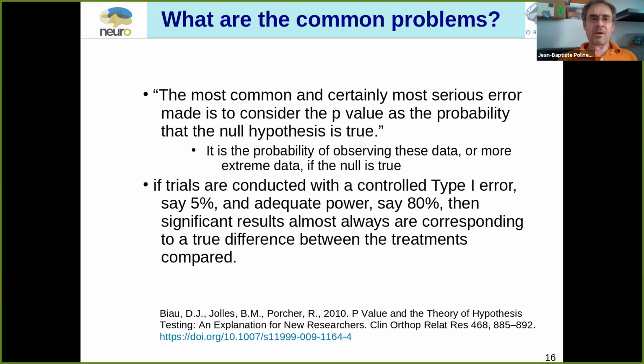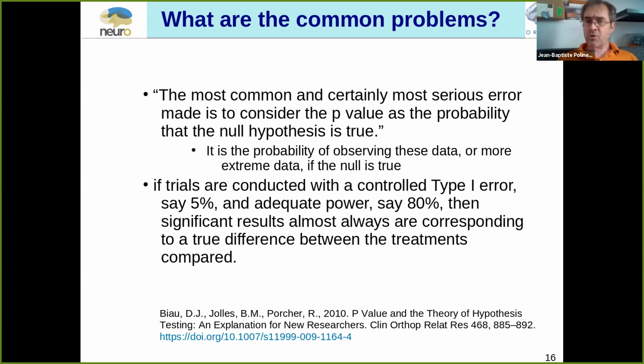Yeah. So what are the common problems? Two common problems are highlighted in this publication that I'm citing here. First of all, the most common error and probably the most serious is to consider the p-value as the probability that the null hypothesis is true. We've seen why that's not the case, but I'm just repeating this fact.